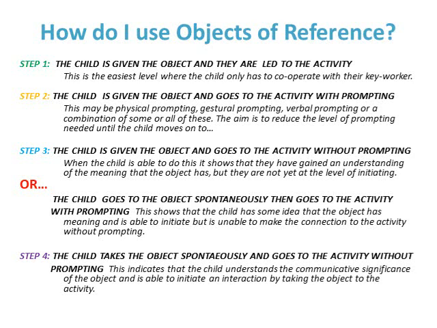The aim is to reduce the level of prompting needed until the child is ready to move on to step 3. This is when the child is given the object and goes to the activity without prompting. When the child is able to do this, it shows that they have gained an understanding of the meaning that the object has, but they're not yet at the level of initiating.